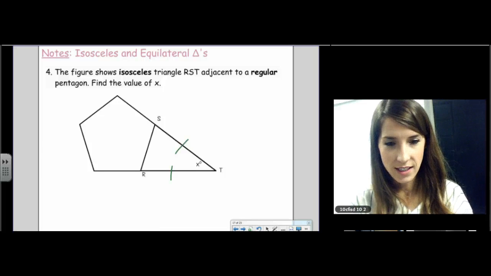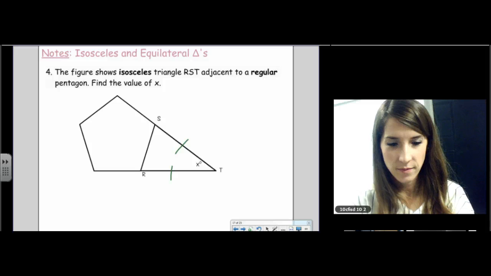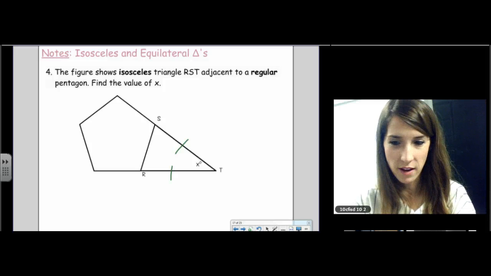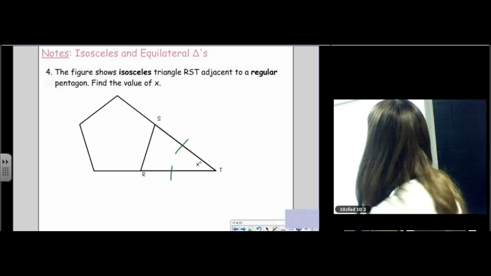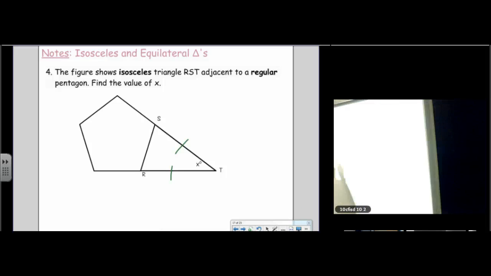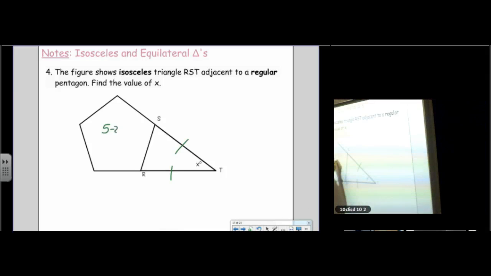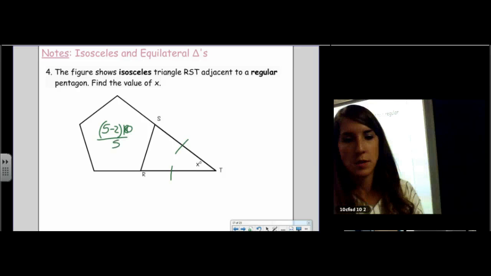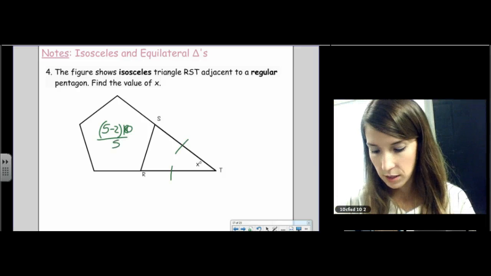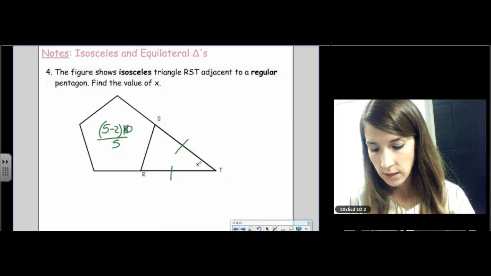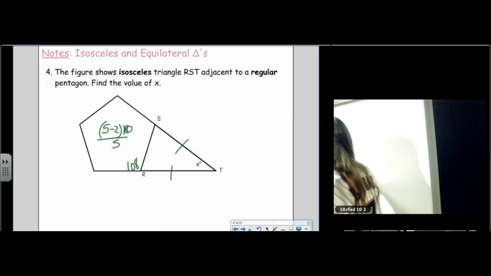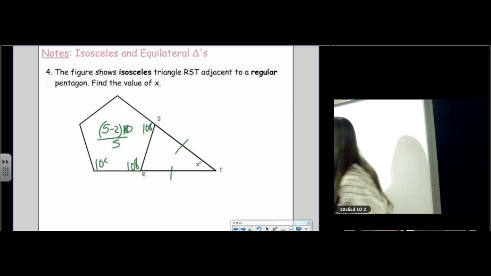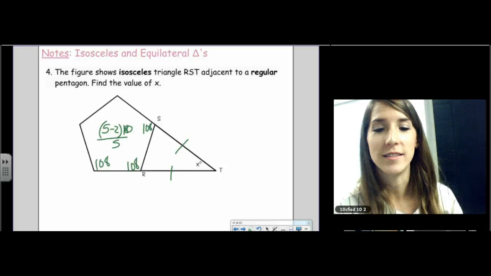How are we going to find x? This will help you on the quiz because this has a polygon in it. Good. Find one interior angle. So 5 minus 2 times 180 divided by 5. Very good. We're using our formulas. So that's 3 times 180 divided by 5. So every angle of this pentagon is 108. How did we get that? We just grabbed the right formula.